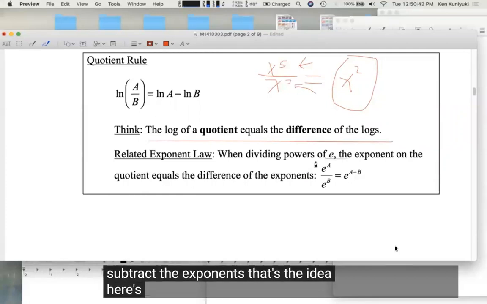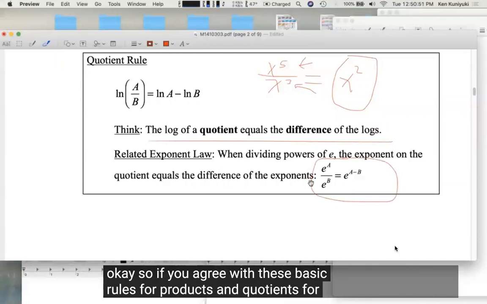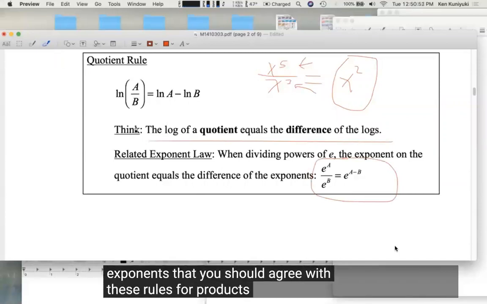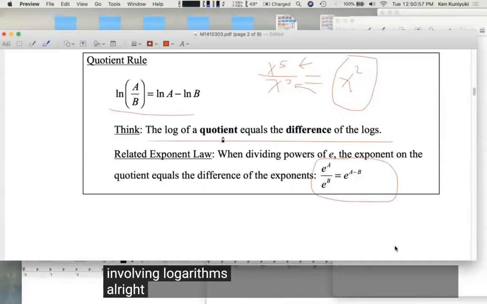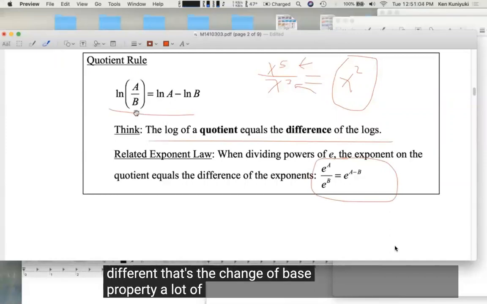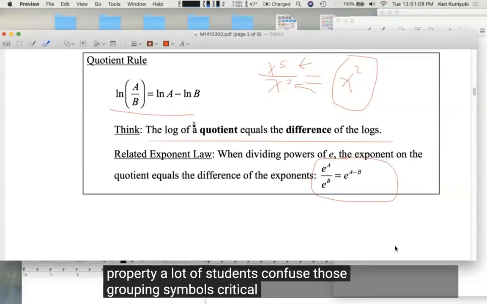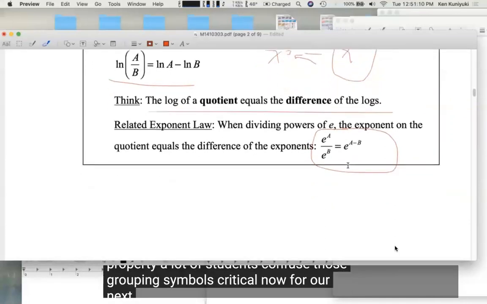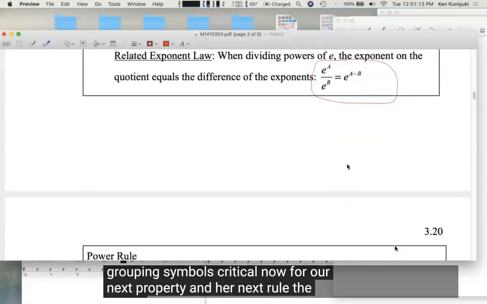That's the idea. Here's a related idea with powers of e. If you agree with these basic rules for products and quotients for exponents, then you should agree with these rules for products and quotients involving logarithms. By the way, don't confuse this with ln of a over ln of b. That's different. That's the change of base property. A lot of students confuse those. Again, grouping symbols, critical.